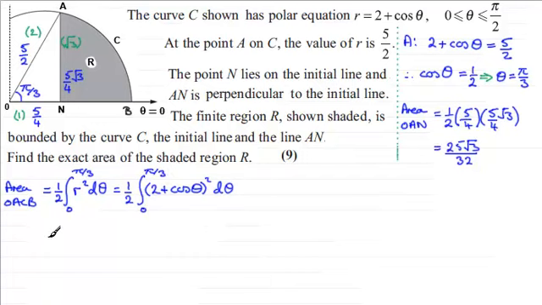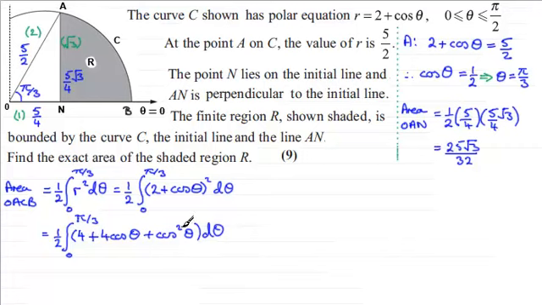So next I'm going to expand the bracket. So we've got half the integral of squaring the bracket, which gives us 2 squared, which is 4, twice the product of these two terms, so that's going to be 4 cos theta. And then if we square the last term, that's going to be plus cos squared theta. And we're integrating that all with respect to theta between 0 and pi upon 3 radians.